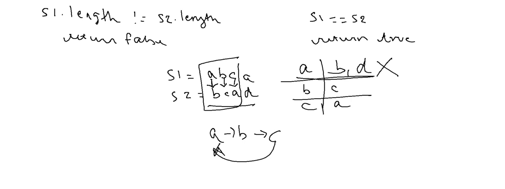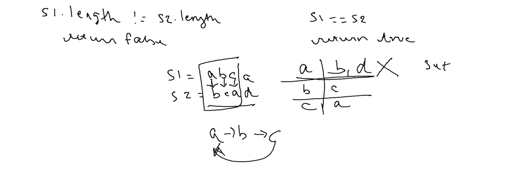So we need to check the length of S2. The number of unique characters in S2 should be less than 26. Then only we can break the cycle. So for that, we will have one set. We're going to maintain a set of all the unique characters in S2.